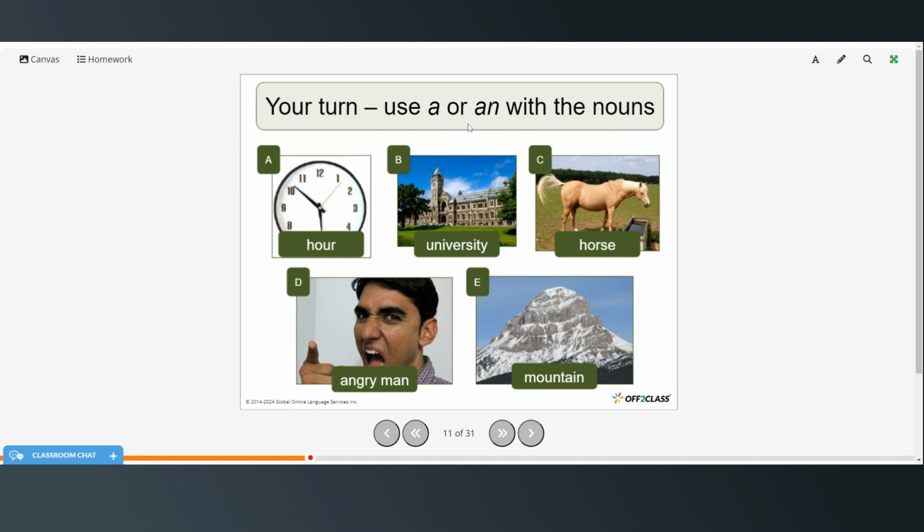Okay, so see if you can determine which you would use, a or an, with these nouns. So we've already said an hour, a university. How about horse? Well, this would be a horse because here the H makes a sound, and so that's a consonant sound, so we'd say a horse. How about angry man? Here we have an A sound, so you would say an angry man. And mountain would be a mountain.